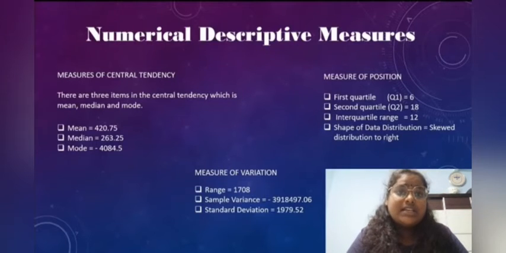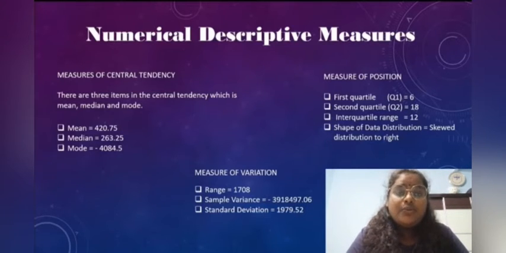Today I would like to discuss my part, which is numerical descriptive measures. First, measures of central tendency. There are 3 items in central tendency, which are mean, median and mode. By using the formula, I calculate the mean, median and mode.